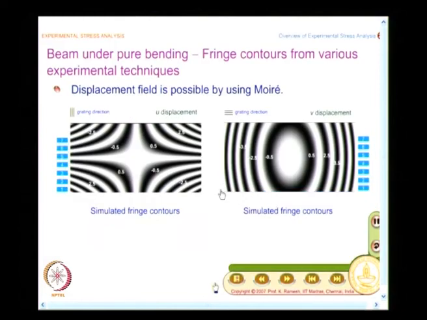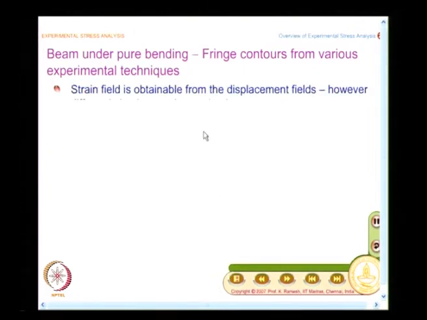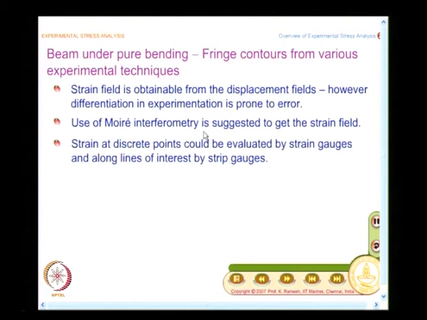Suppose I want to find out the strain, what do I do? Now I have the displacement, I differentiate the displacement, and it is possible for me to find out the strain. But I may not want to do that if I have my record from geometric Moiré, because geometric Moiré gives less accuracy, and I have to go to Moiré interferometry and then do the differentiation and get the strain field.